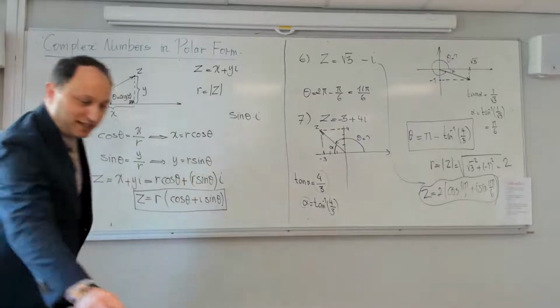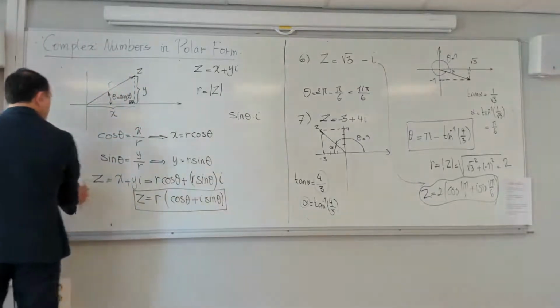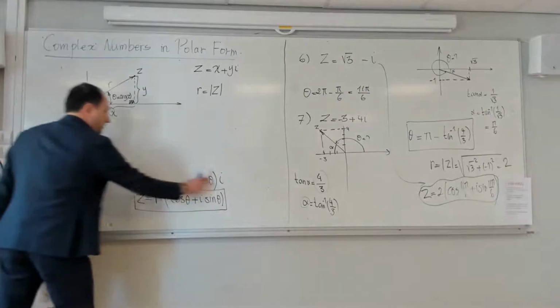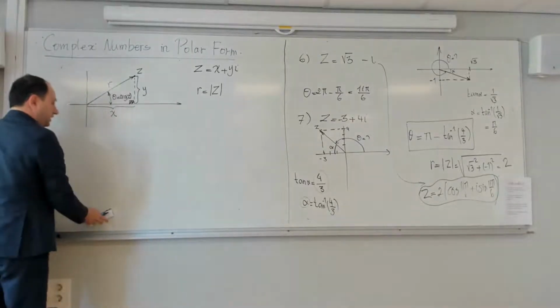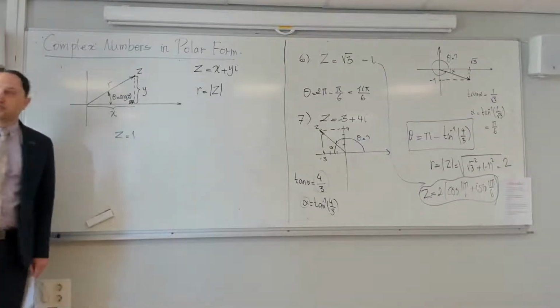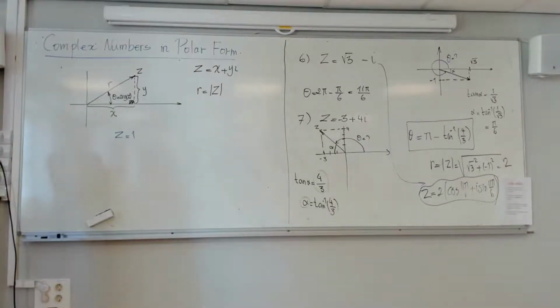But so for example, let me ask you something. Can you write the polar form of this number for me? Just you can do it in your head. Okay. So I give you z equals 1. What is the polar form of this? This is the simplest possible number. We want to make it harder. So what is the polar form of just z equal to 1?